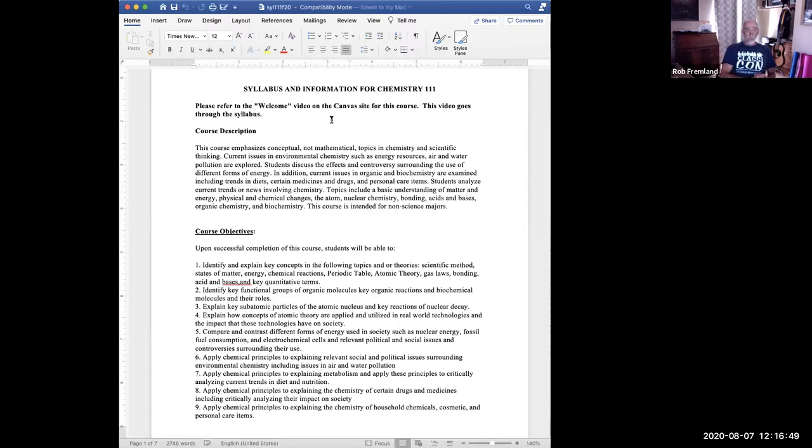So I have a unit on viruses and how they work and vaccines, because by the time we go through this, this pandemic's been going on for several months now. So the idea is to make this course very relevant, teach you enough chemistry to understand the topics, and then go through some chemistry in society.